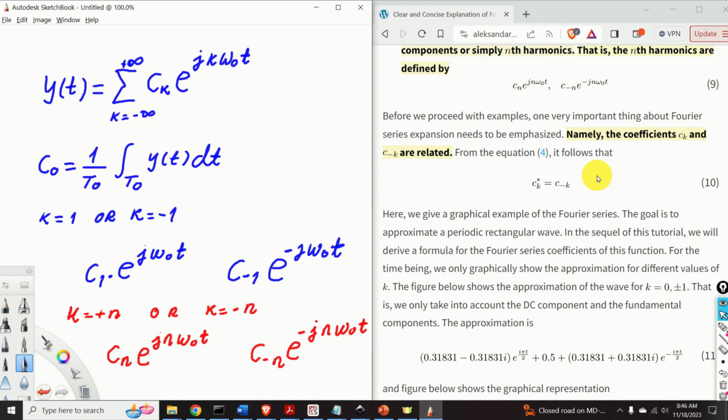Before we proceed with examples, one very important thing about the Fourier series expansion needs to be emphasized. Namely, the coefficients ck and c minus k are related. We have that ck complex conjugate, the star over here means the complex conjugate, is equal to c minus k.